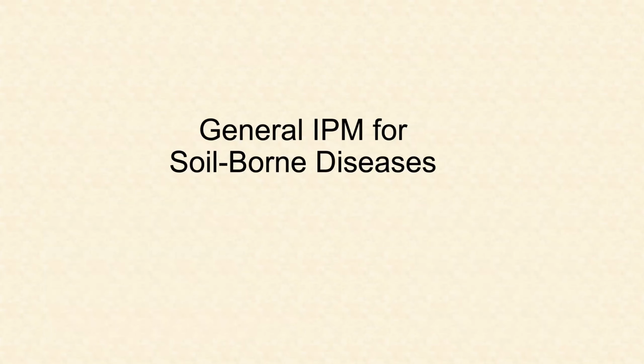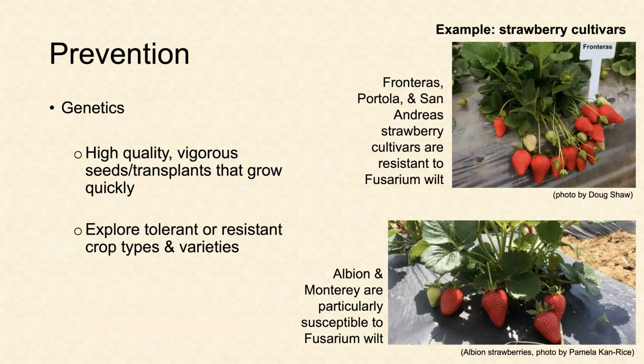So briefly, we're just going to go over some general IPM principles for soil-borne diseases, starting with prevention. So genetics. If you want to get high quality, vigorous seeds and transplants that grow quickly past that susceptibility phase when they're really young, you can also explore tolerant or resistant crop types and varieties. And strawberries are a good example where we do have some pretty successful resistant cultivars, whereas other cultivars are a little bit more susceptible to specific diseases like Fusarium.